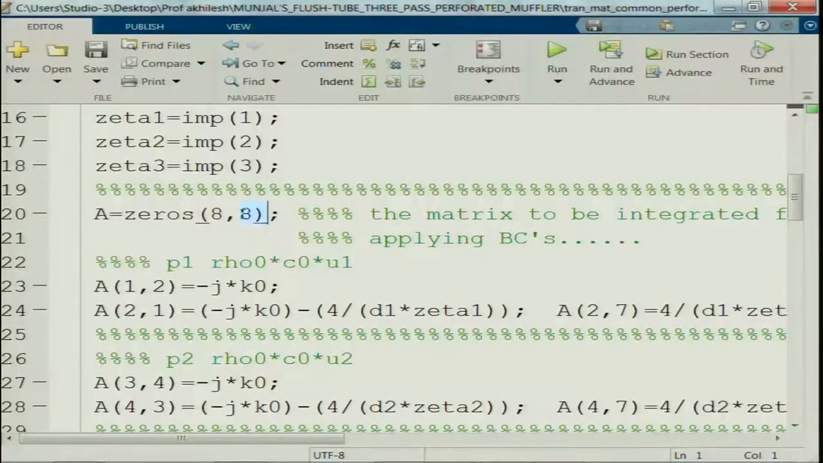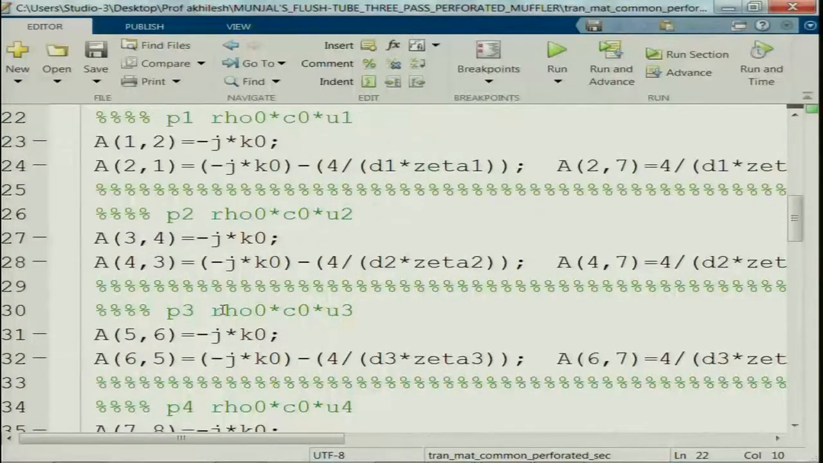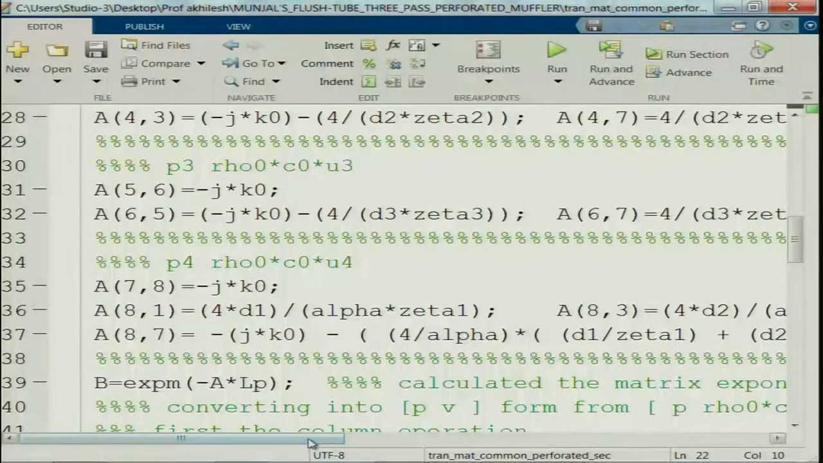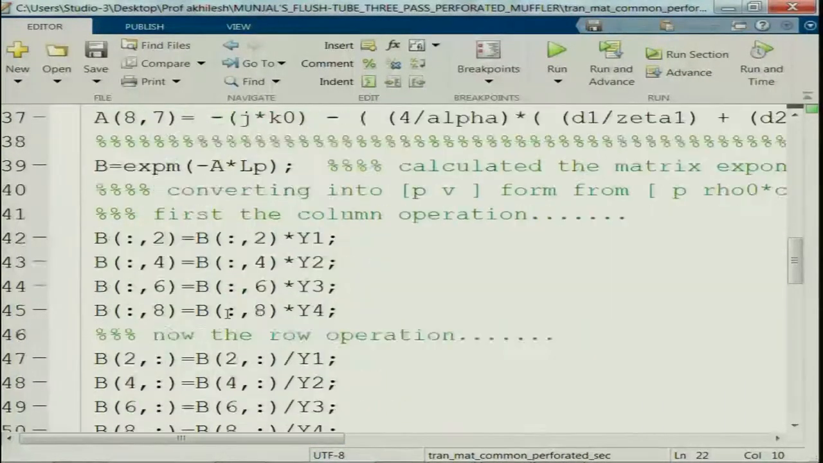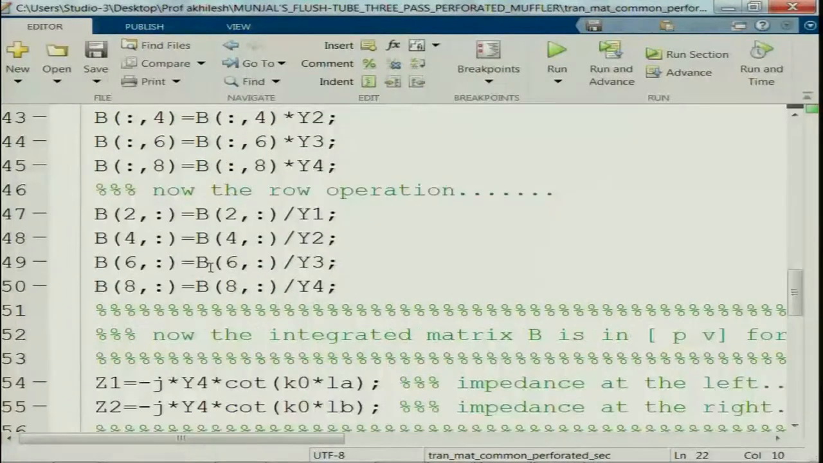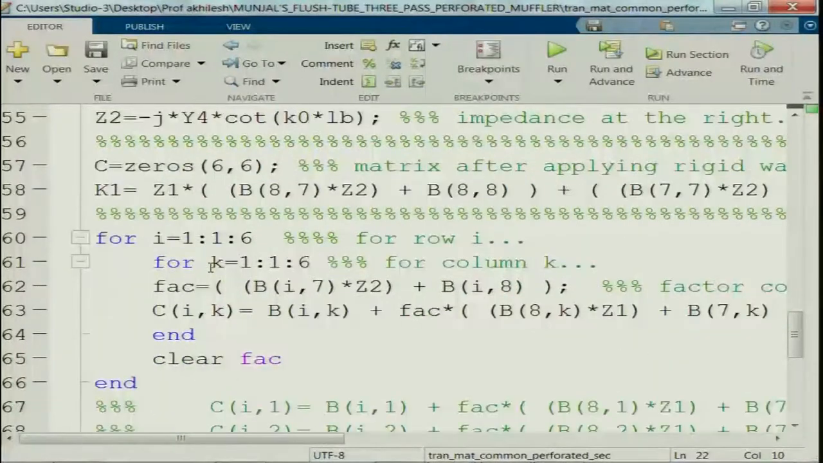Now, this is an 8 cross 8 matrix, exactly what I was talking about: the momentum equation and continuity in duct 1, duct 2, duct 3, and finally duct 4. All these effects are there, mean flow has not been considered, and finally you get the exponential of the matrix and get it in the PV form, possibly with some rearrangement.